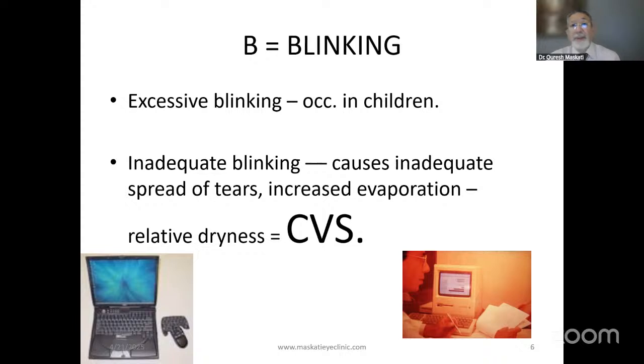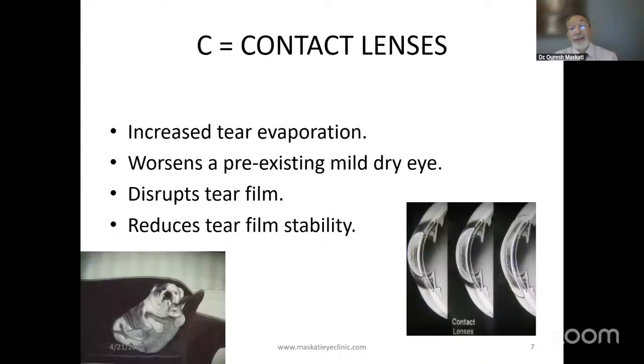Also, there is sometimes excessive blinking in children. They get a habit. They keep on blinking their eyes very fast. Again, the tears don't get time to spread evenly between blinks. So excessive blinking occasionally in children and inadequate blinking in adults on computers can cause dry eye. So B for blinking. C is for contact lenses.